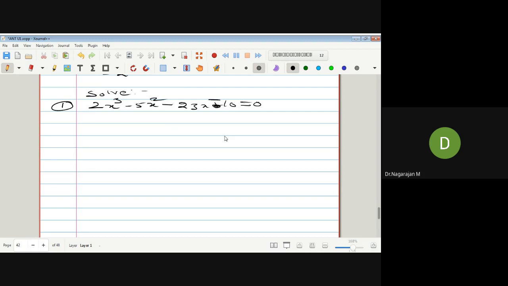First of all, you need an idea of synthetic division. Two methods are there: one is the normal method, another one is the synthetic division method. In synthetic division, you write the coefficient values. First, the coefficient of 2x cubed, which is 2, and the next, the coefficient of x squared, is minus 5, and the coefficient of x is minus 23, and the constant term is minus 10. This is a very important one.